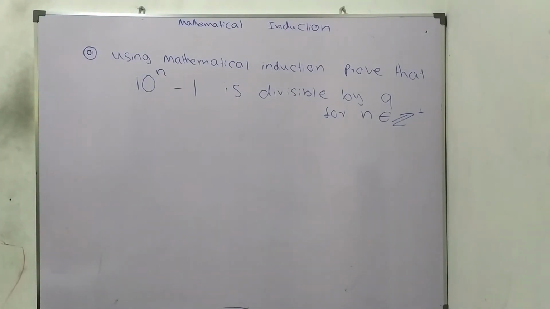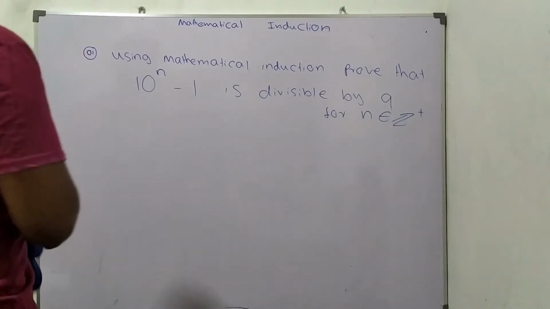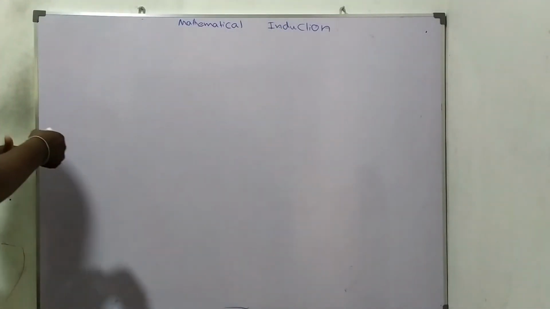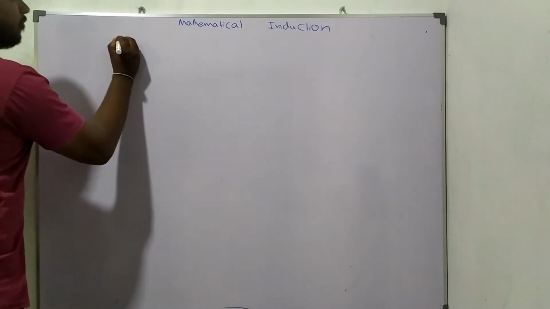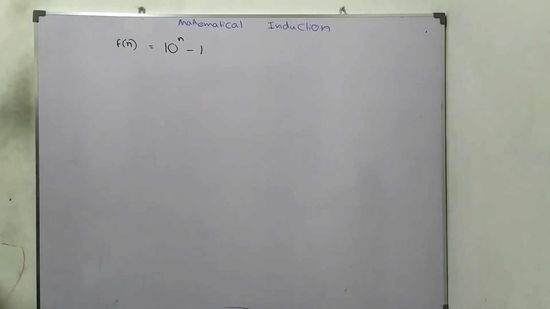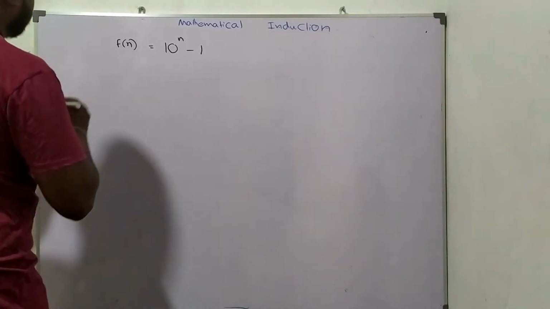Whatever positive integer you put for n, it should be divisible by 9. When you put n equal 1, it's 9, which is divisible by 9, and when you put n equal 2, it's 100 minus 1, which is 99, likewise. So it's true, but we can't say it that way. You have to prove it using mathematical induction. In mathematical induction we have a principle to prove something. Let's look at how to prove it.